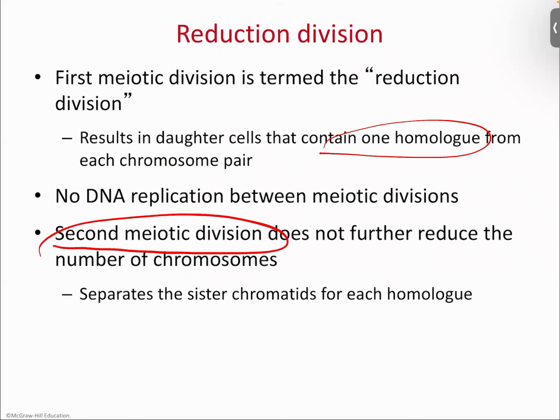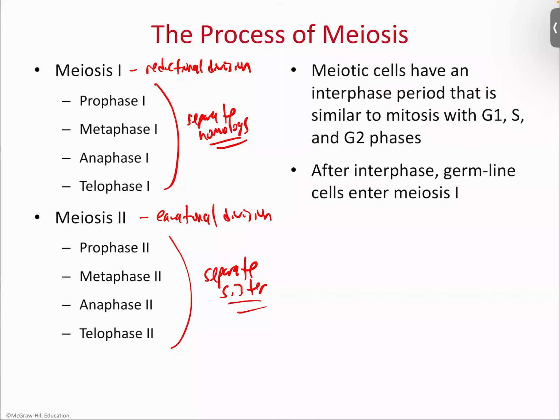Now notice that in between, there's no DNA replication. You're not talking about two different cell division events. You're talking about one cell division event that's broken up into two stages. That's the reason why you don't have replication in the middle. So let's take a look then, first of all, what's happening, right? You break up your meiosis into prophase 1, metaphase 1, anaphase 1, telophase 1, and of course prophase 2, metaphase 2, anaphase 2, telophase 2.